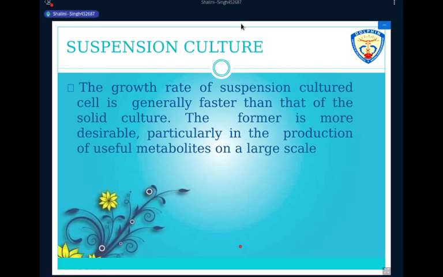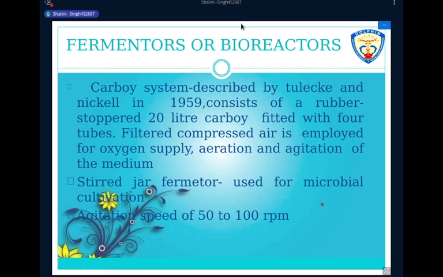Then comes the suspension culture. The growth rate of suspension cultured cells is generally faster than that of solid culture. Here we are taking a liquid medium that is devoid of agar powder. The former is more desirable, particularly in the production of useful metabolites on a large scale. So in commercial production, the less time taken for the production of secondary metabolites, the better. When we are doing it on a commercial level, we will be doing it in either a fermenter or, most efficiently, bioreactors.